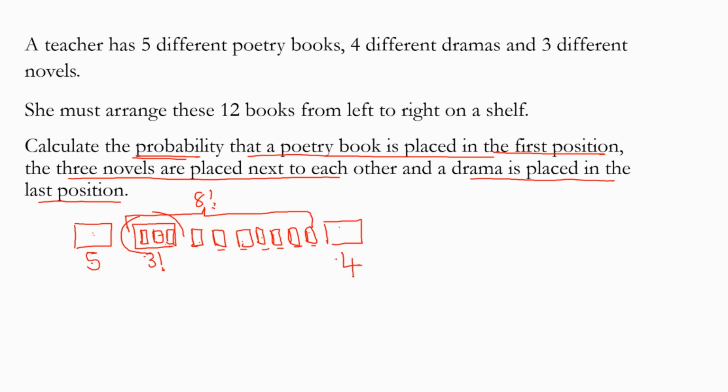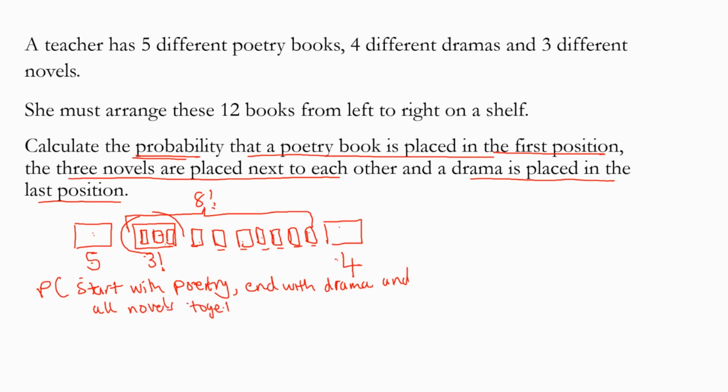Okay, but remember, we're looking for probability. So it's going to be the probability of starting with poetry, ending with drama, and all novels together.